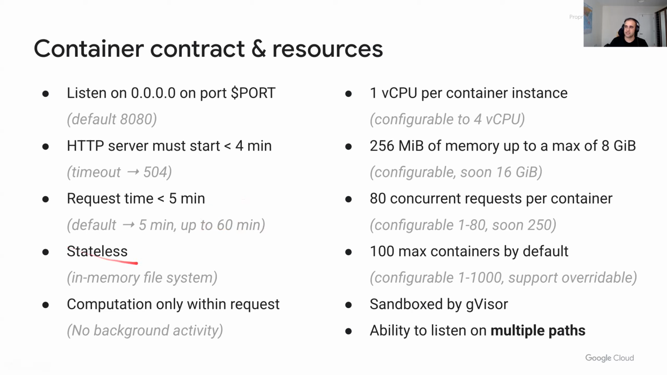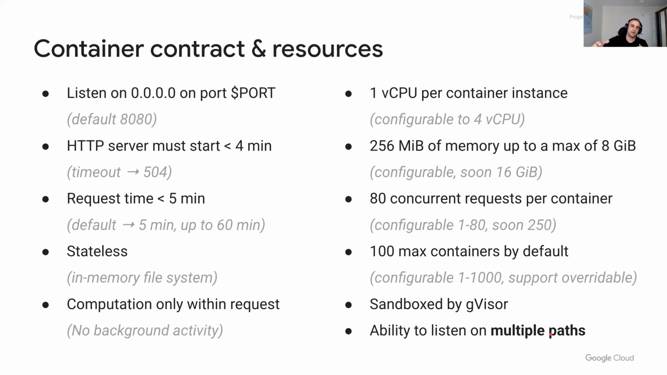It's still stateless in the sense that the container can have some in-memory file system, but that file system is in memory, meaning when the container scales down, it will be gone. So you want to still persist the state outside your container. You can only do computation within the requests. You have some resources like CPU and memory. Now we can get up to 4 CPU, 16 gigs of memory. Concurrency is now more than 1, and I'm going to talk more about this. And you can have up to 100 containers by default, but you can change this to 1 to 1,000 containers. And you also have the ability to listen on multiple paths.